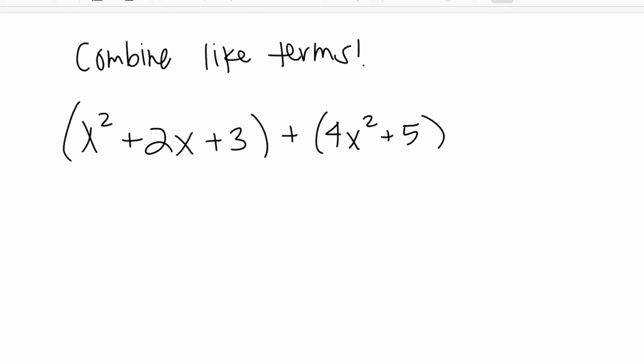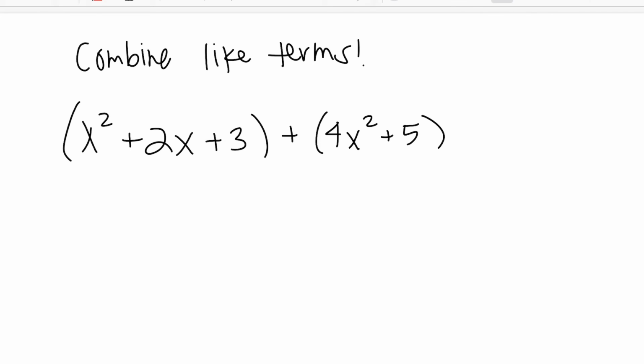So how do we add and subtract polynomials? It's actually very straightforward as long as you remember you can only combine like terms. And like terms means they have to be the same variable raised to the same power. So for example, x squared and 2x here are not like terms because even though they both have x's, this one has an exponent of 2 and this one has an exponent of 1. This expression here in the parentheses is as simplified as possible. This expression is also as simplified as possible.